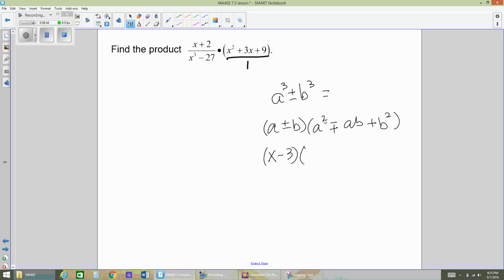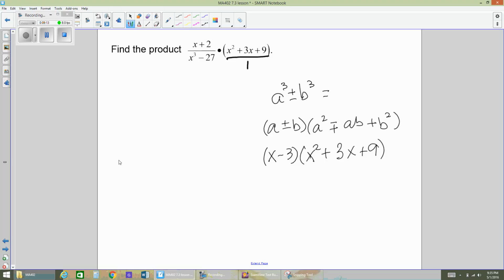Then it says a squared. Well, a was x, so I'm going to write x squared. Now, the formula says if it was a plus, you write a minus, but if it was a minus, you write a plus. So you do the opposite. ab is just the 3 times the x, and b squared is plus 9. Okay, now that is the denominator.